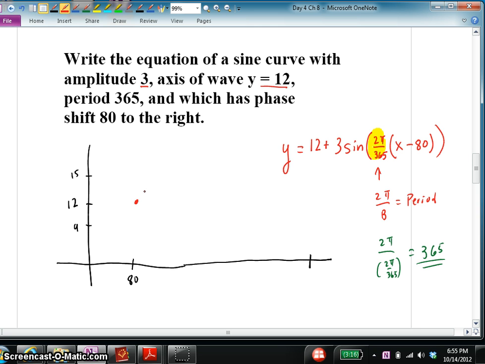Okay? And I'm going to break that. This is like 80 plus 365, which is 445. But I don't really care. I'm just going to break that up into quarters and graph it. So sine starts in the middle and goes up. So it's going to be here, then back to the middle, then at the bottom, then back to the middle. Okay, and so here's your graph.